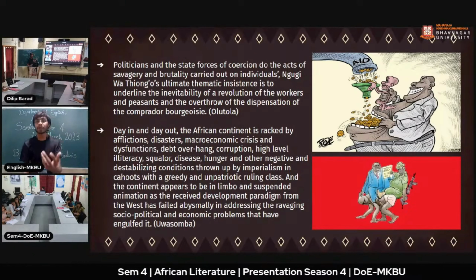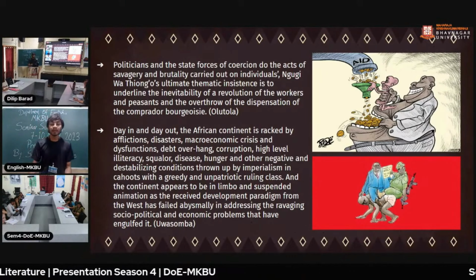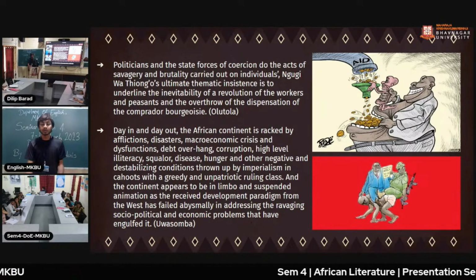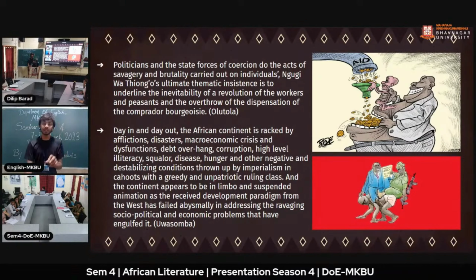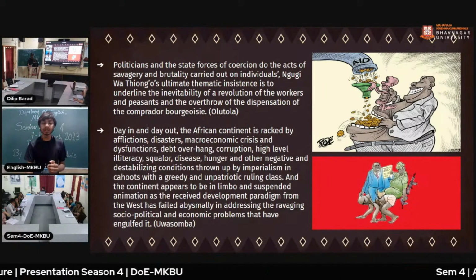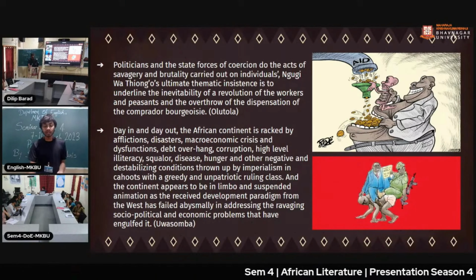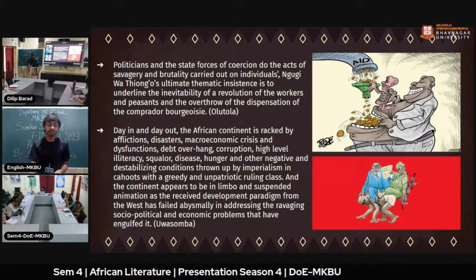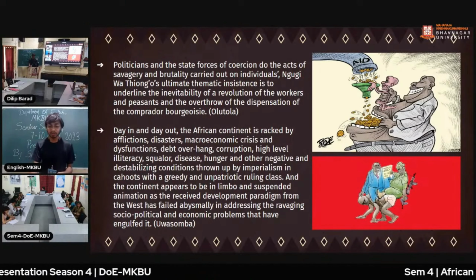So quite a kleptocratic state, we can say a dystopic society, as Sir Orwell has also envisioned. And so day in and day out, see Uwasomba, he also writes that day in and day out, the whole African continent, not particularly Kenya, but it includes Kenya as well, is wrecked by afflictions, disasters, macroeconomic crises, and dysfunctions, debt overhang, corruption, high-level illiteracy, squalor, disease, hunger, and other negative and destabilizing conditions thrown up by imperialism.